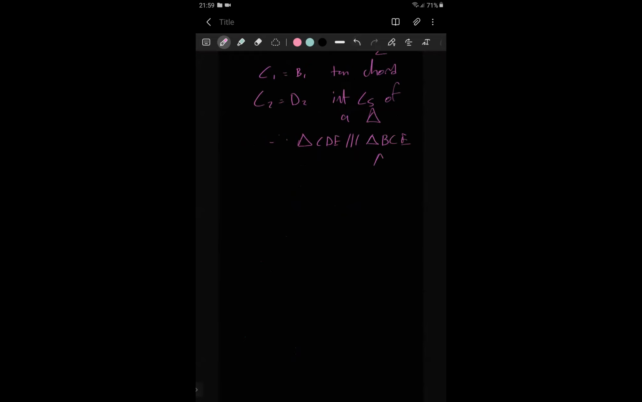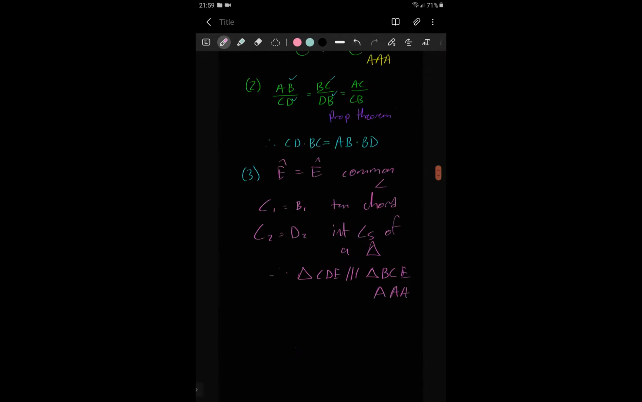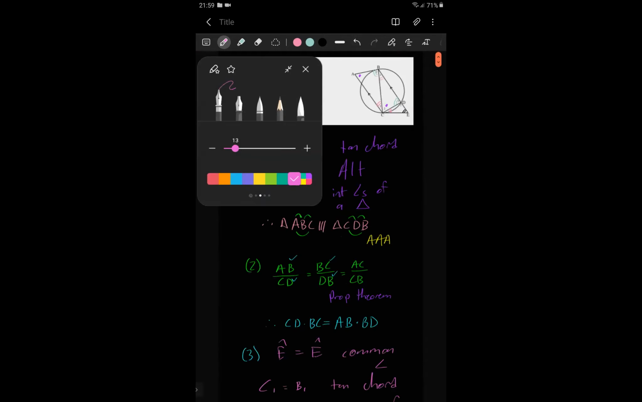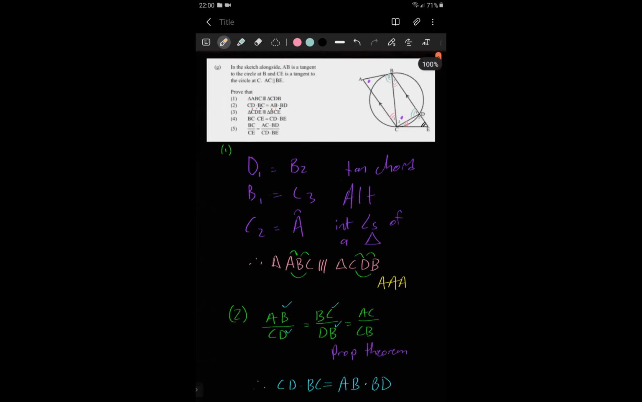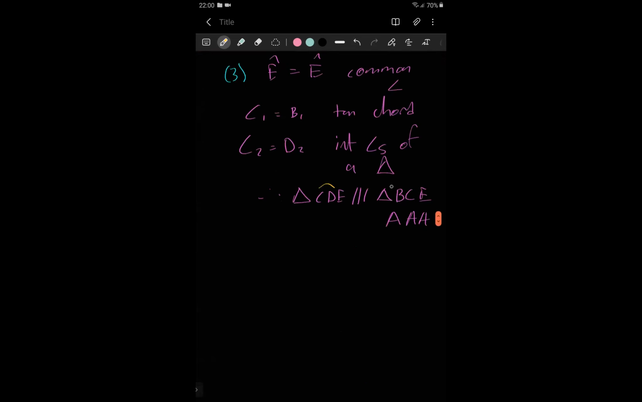BCE. The reason is angle. Great. And then we need to prove that BC over this is equal to CD over that. Same idea. We know that CD over BC is equal to DE over CE, which is equal to CE over BE, sorry.